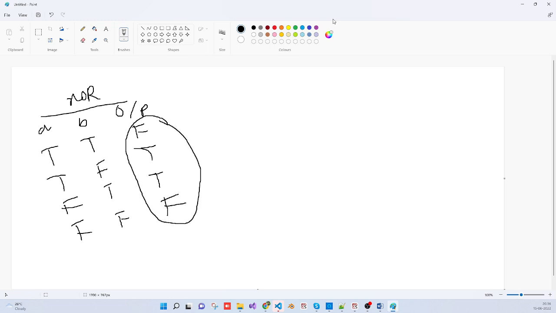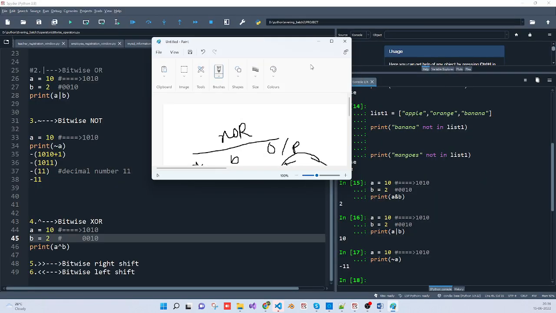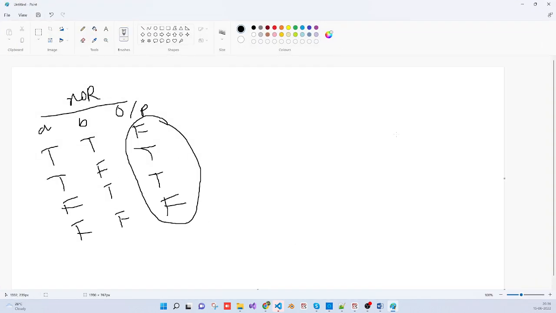So in our case, what numbers did I take? One is 10 and one is 2. The binary number of 10 is 1010. The binary number of 2 is 0010. So in this case, the output will be computed bit by bit.